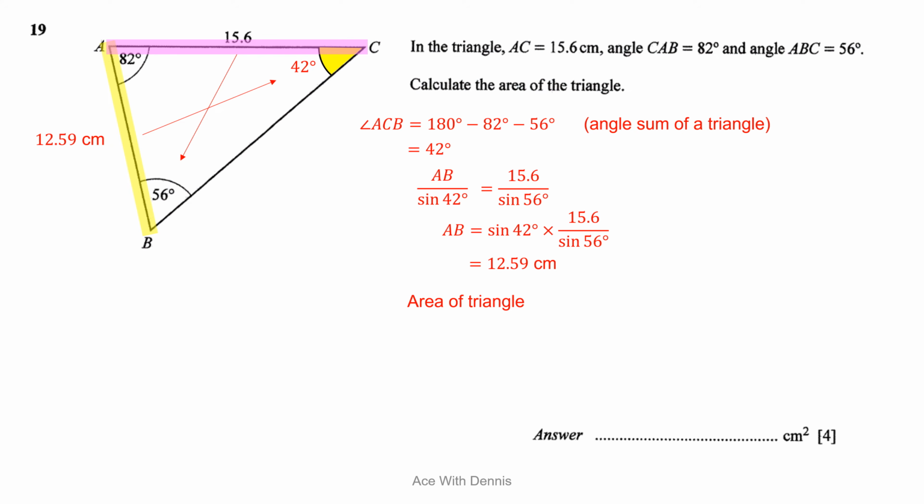Now we can find the area of the triangle, which is half AB times sine C, the general formula, or for this case is half times AB times AC times sine angle BAC. Then we substitute all the values that we know. Half times 12.59 times 15.6 times sine 82 degrees. And the answer is 97.3 meters squared, rounded to 3 SF. So 97.3 is the answer.